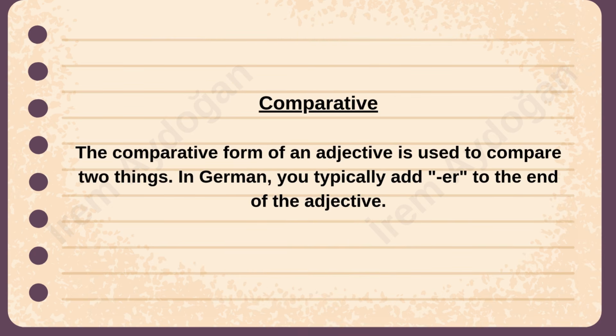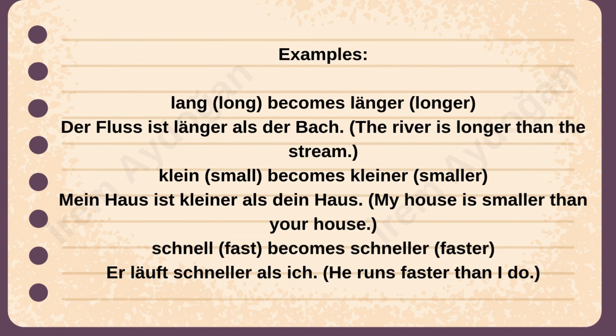And after the adjectives, we have comparative and superlative in this lesson. The comparative form of an adjective is used to compare two things. In German, you typically add er to the end of the adjective. Examples: lang becomes länger, long, longer.